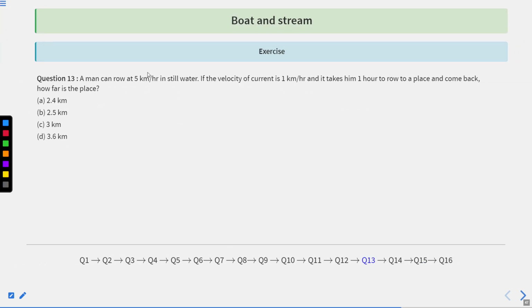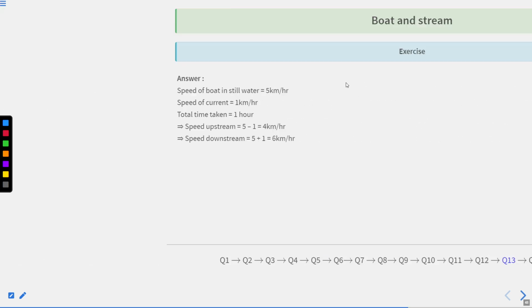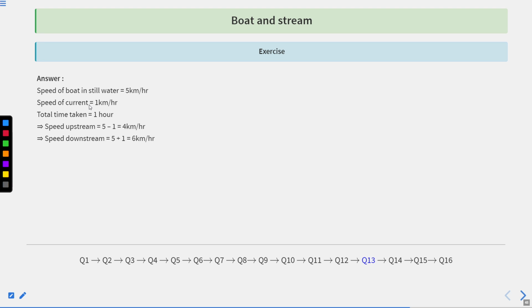Question number 13. A man can row 5 km per hour in still water. If the velocity of current is 1 km per hour and it takes him 1 hour to row to a place and come back, how far is the place? So the speed of boat in still water is 5 km per hour. So speed of current will be 1 km per hour. Total time taken is 1 hour.